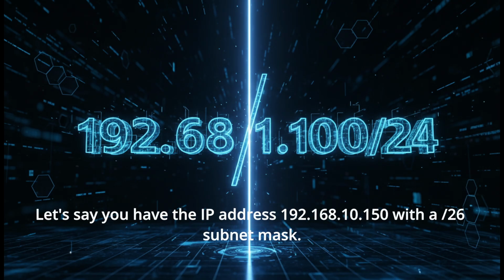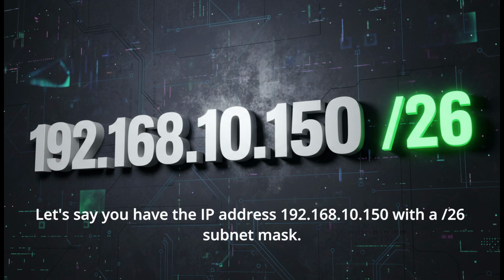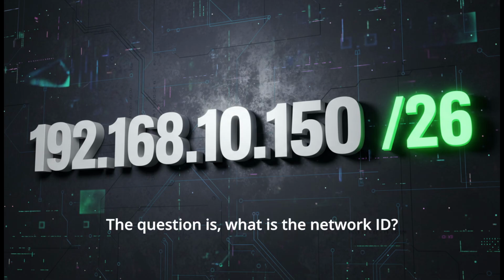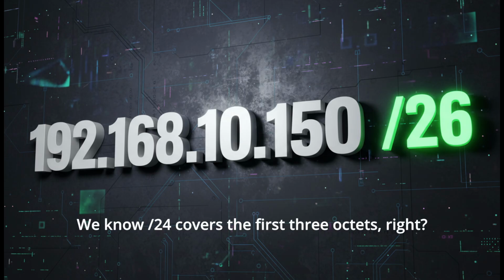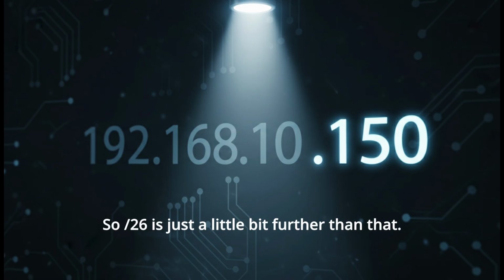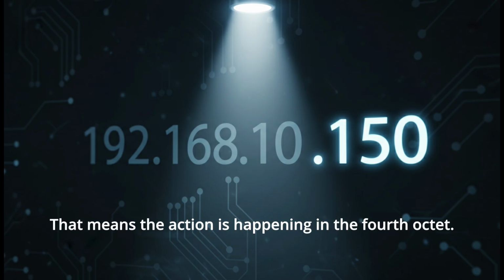Let's say you have the IP address 192.168.10.150 with a /26 subnet mask. The question is, what is the network ID? Here is the 3-step process. Step 1, find the interesting octet. We know /24 covers the first 3 octets, right? So /26 is just a little bit further than that. That means the action is happening in the 4th octet.